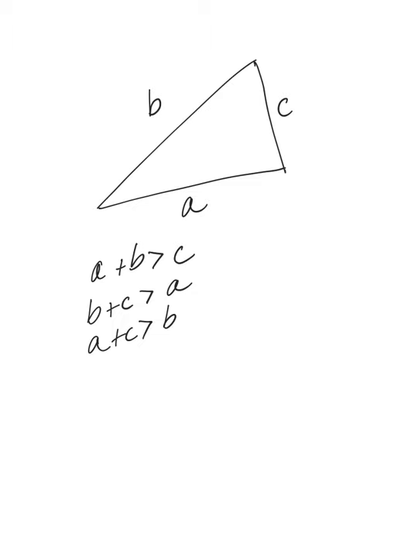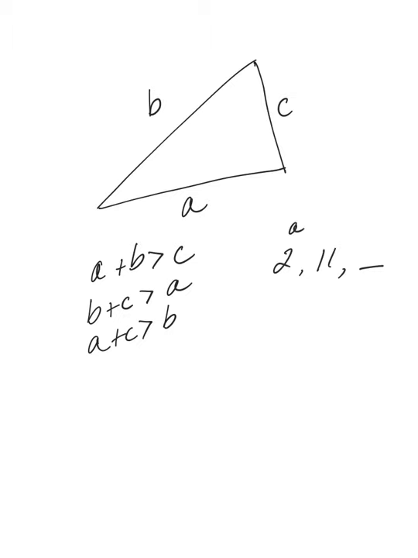and a plus c, the sum of a plus c, must be greater than b. Okay, but how do we determine the range of a third side if you're only given two of the sides? Well, let's say I have 2 and 11, and I need to know what range of numbers the length of my third side could be.